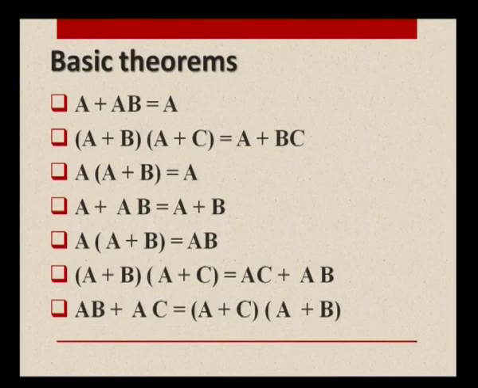There are some other results which would also be very much useful in simplifying the logical expressions. Let us see them also. These are some of the basic theorems. Already we have learnt about the two theorems, De Morgan's first theorem and second theorem. These theorems are also very useful. I would like to just highlight one or two theorems. A plus AB is equal to A itself.